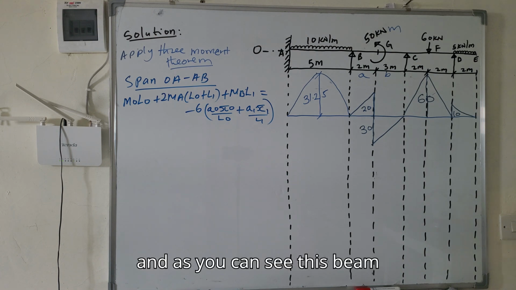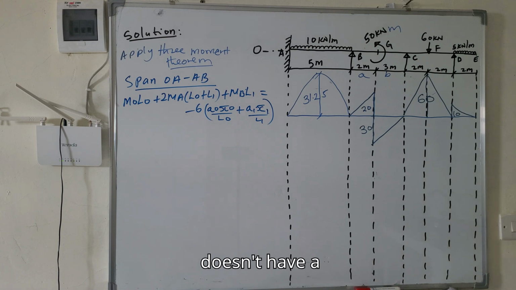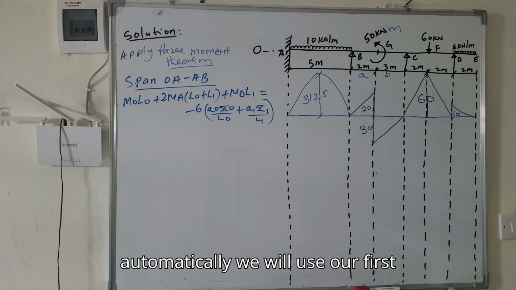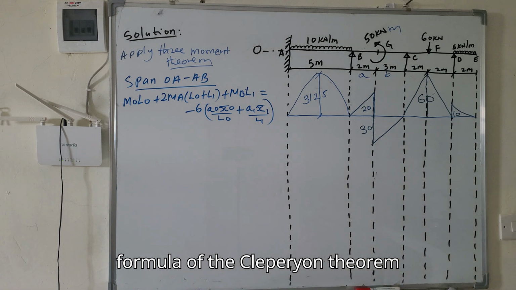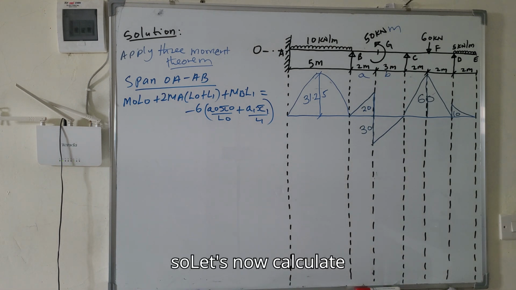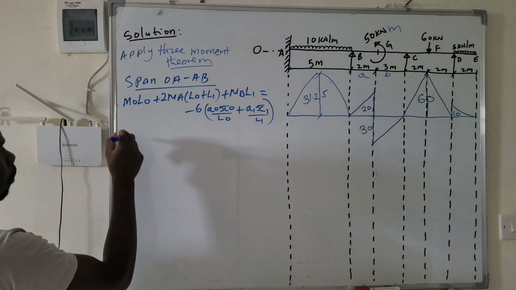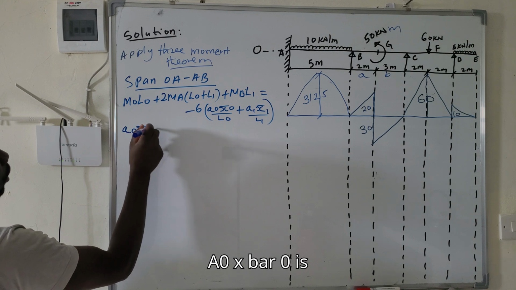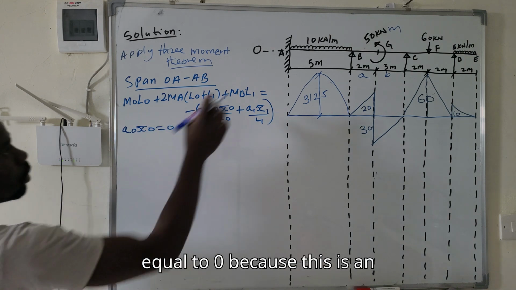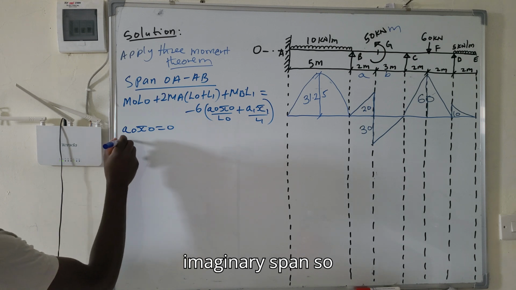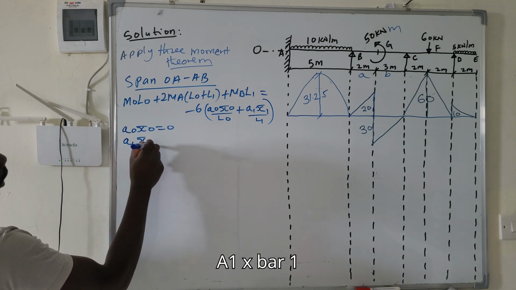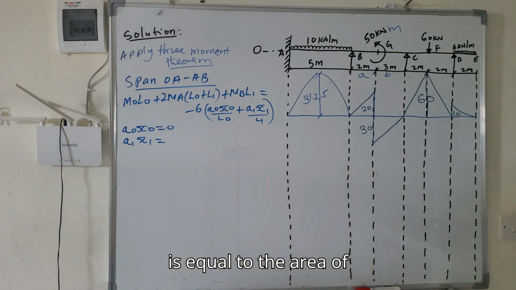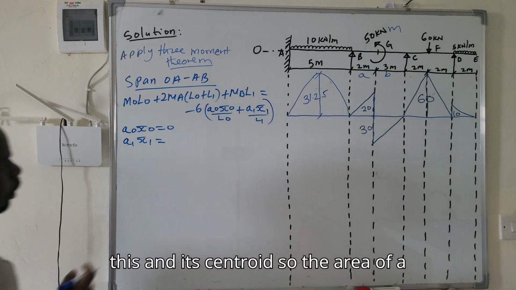And as you can see, this beam doesn't have a varying I or EI. So the EI is constant. So automatically we will use our first formula of the Clapeyron theorem. So let's now calculate our areas and its centroid. So A0 x bar 0 is equal to 0 because this is an imaginary span. So A1 x bar 1 is equal to the area of this and its centroid.